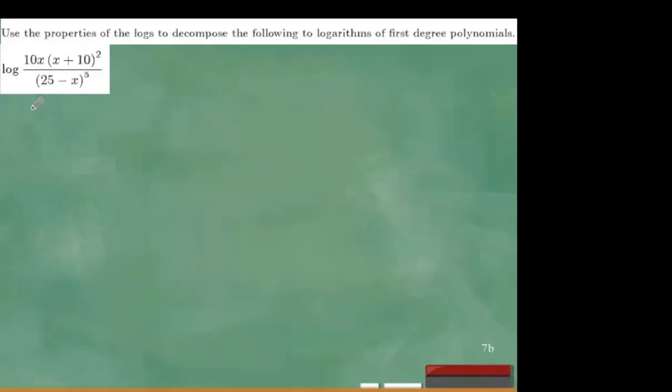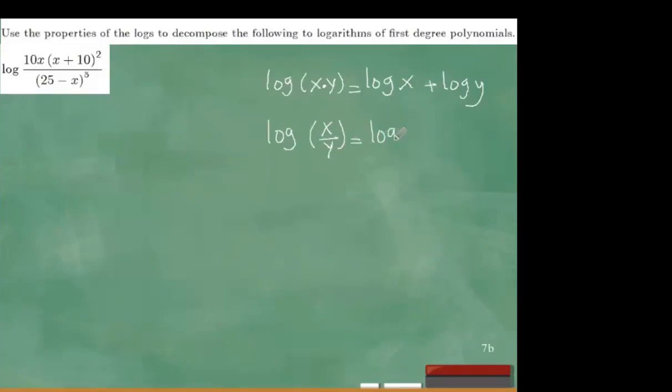We want to expand this log using the properties that we learned. Let's recall the properties. If I have log of x times y, my argument is the product of something, I can write it as log of x plus log of y. If my argument is a quotient, x over y, I can expand this as log of x minus log of y. If my argument is a power of something, x to the power of n, I can write this as n log of x.